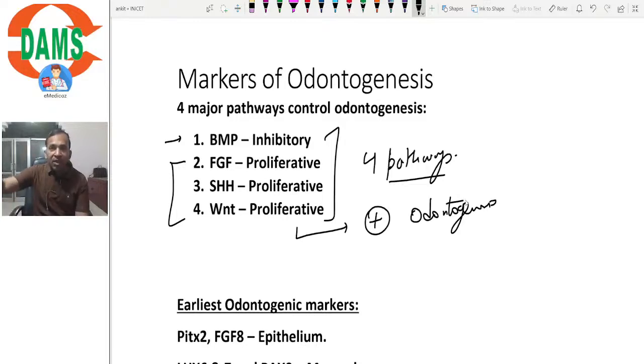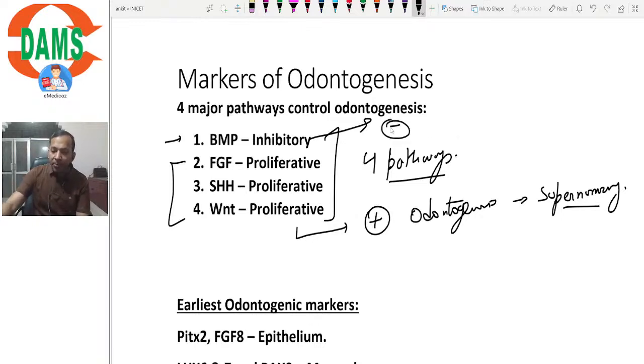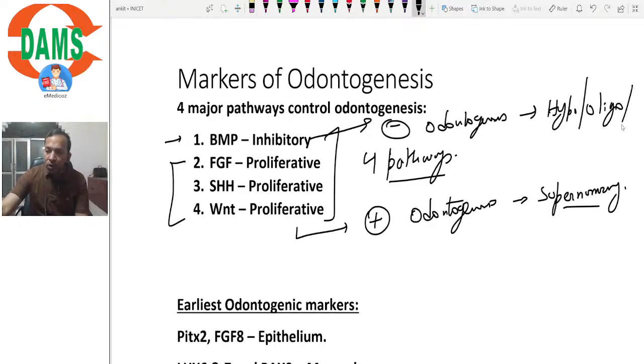And if any of these is overexpressed, it will result in supernumerary teeth, right? It will result in supernumerary teeth. BMP is an inhibitor. What it means is that it will inhibit odontogenesis. And if BMP is in excess, it will cause agenesis or hypodontia or oligodontia or anodontia.